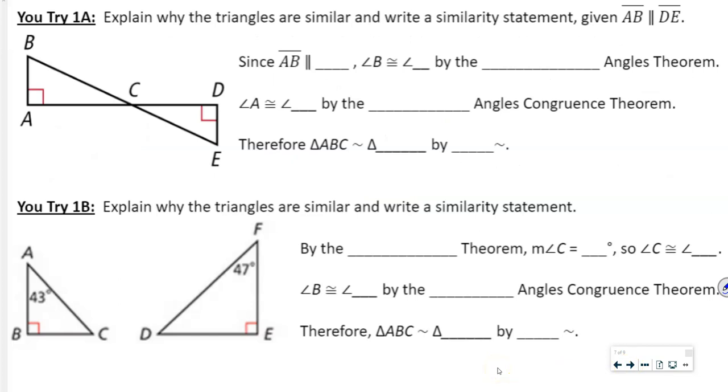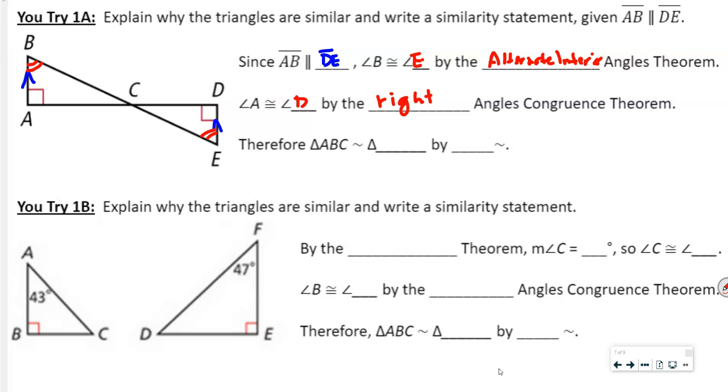So the next one says, explain why the triangles are similar and write a similarity statement given that AB is parallel to DE. So again, I'm going to mark that AB and DE, okay? So since AB is parallel to DE, angle B is congruent with what, guys? Angle B is congruent with angle E, again by the alternate interior angles theorem. And then angle A is congruent with angle what? D by the right angles congruence theorem, right? This time it's right angles because they're both right angles.